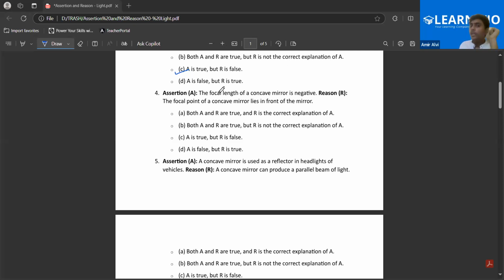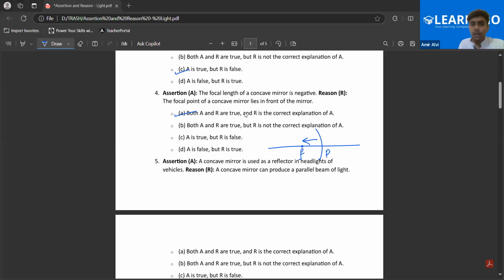Now let's discuss: the focal length of a concave mirror is negative. I have told you one trick. Convex means positive, both mirror and lens. Concave means negative, both mirror and lens, right? The assertion says that the focal length of a concave mirror is negative, so that is true. The reason says that the focal length of a concave mirror lies in front of the mirror. Obviously, it lies in front of the mirror. That's how it is negative, because we measure from the pole, so we are going in the opposite direction of light. That's why it is negative. So this is the reason, and option A is correct. Those who said option A are right.